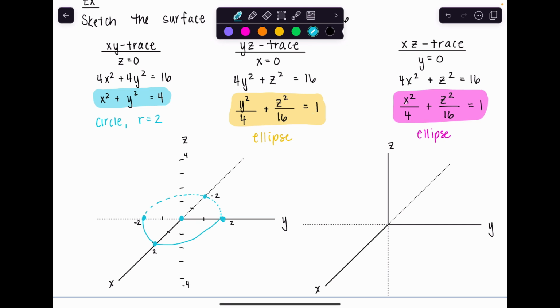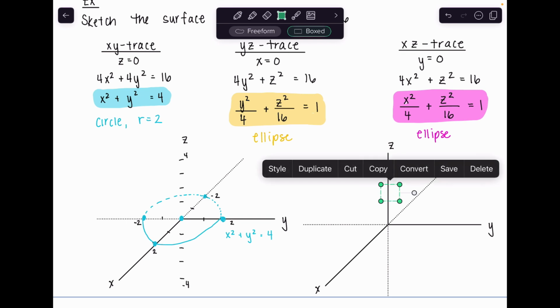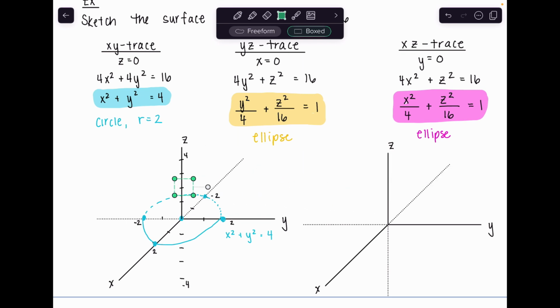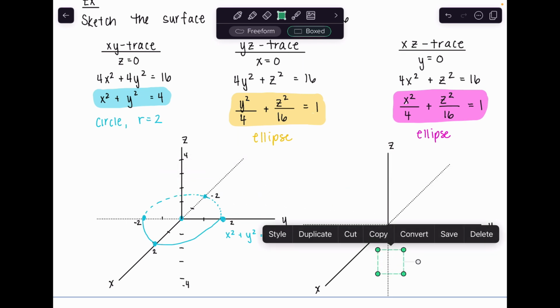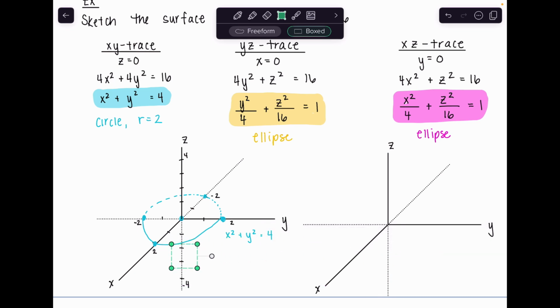So this is the equation x squared plus y squared equals 4. And our z is equal to 0. Now I can go ahead and add my z-axis back in. And now I'm going to do my yz trace. So if I'm doing the yz trace, I do not care about the x-axis. And I'm going to graph this shape in my resulting coordinate plane.